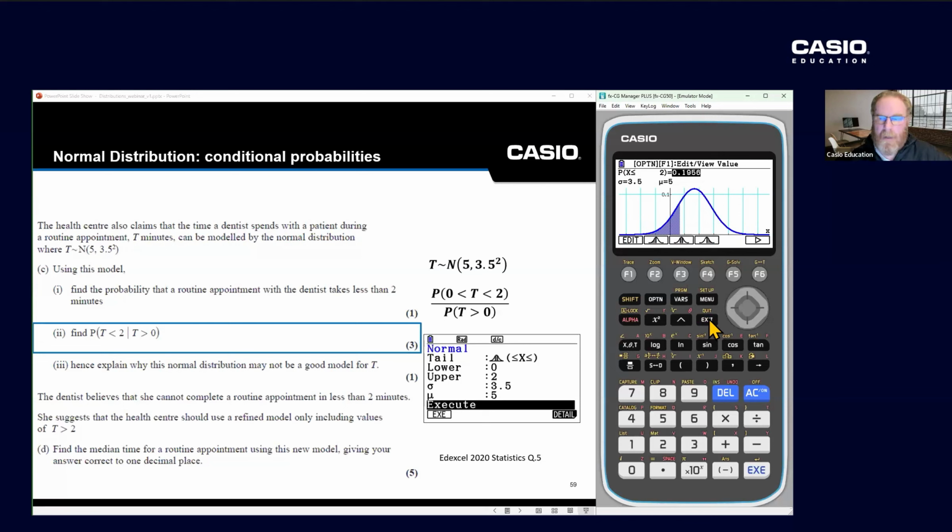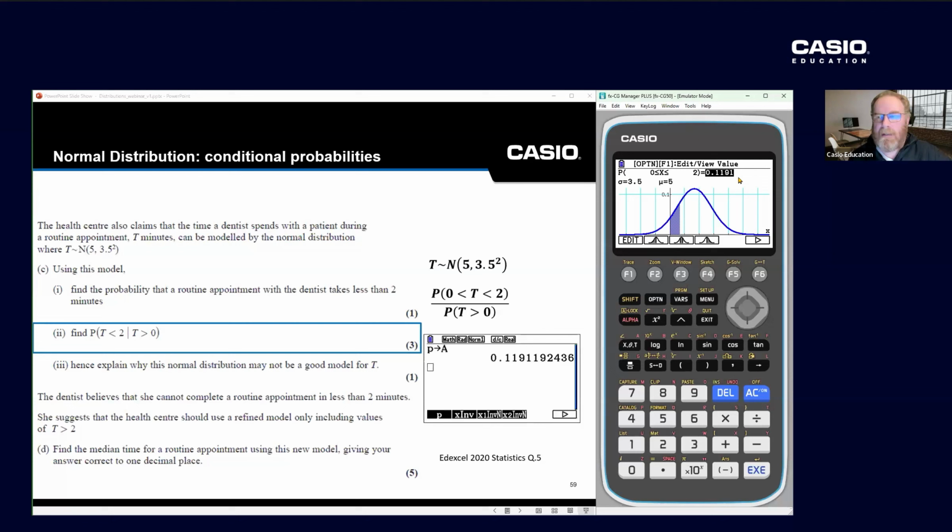Okay. I've got the same parameters, so what I can do is just choose the region that's different. So here I have default 0 and 0. I want to go between 0 and 2. Okay. When I calculate, I get a probability. So this is actually the numerator of my fraction. So it is 0.1191.